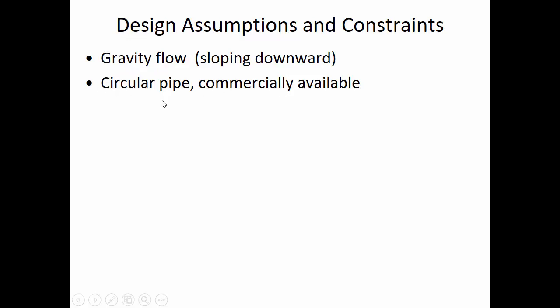Commercially available circular pipe is the most common material that's used, and of the pipe materials that are used, concrete is by far predominant both in sewage and in stormwater.